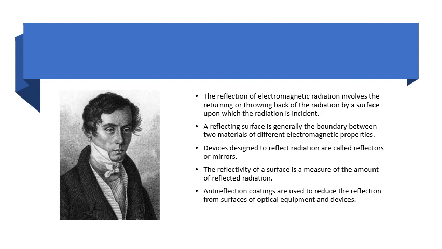A reflecting surface is generally the boundary between two materials of different electromagnetic properties. One such property may be refractive index or any other. The devices designed to reflect radiation are called reflectors or mirrors. The reflectivity of a surface is a measure of the amount of reflected radiation. Anti-reflection coatings are used to reduce the reflection from a surface, as in the case of glasses, specs we use, and some other applications.